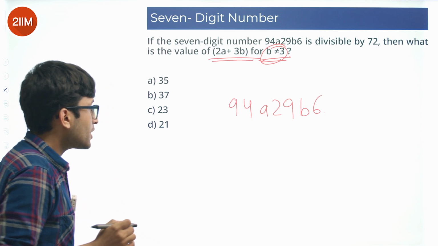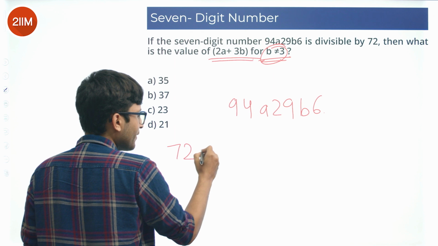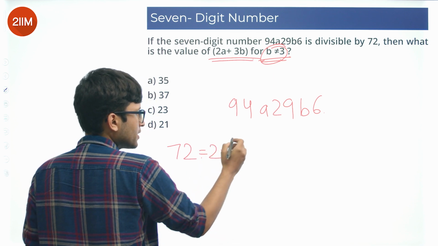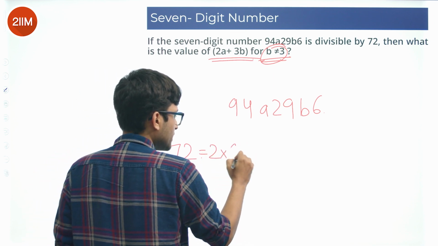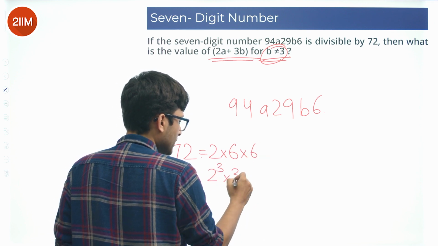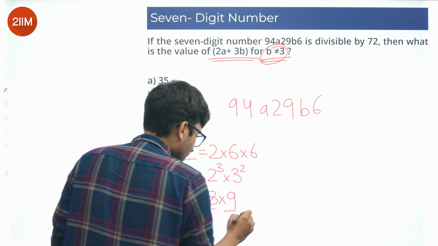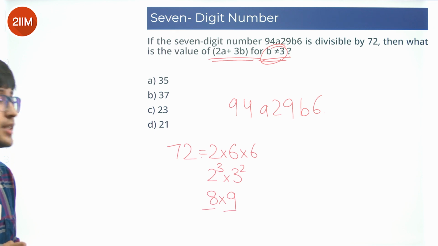So first of all, let's find out the factors of 72. 72 is equal to 2 into 36, so it will be equal to 6 into 6, or I can say 2 cube into 3 square. So it is a multiple of 8 and a multiple of 9. We know the divisibility of 8 as well as 9.